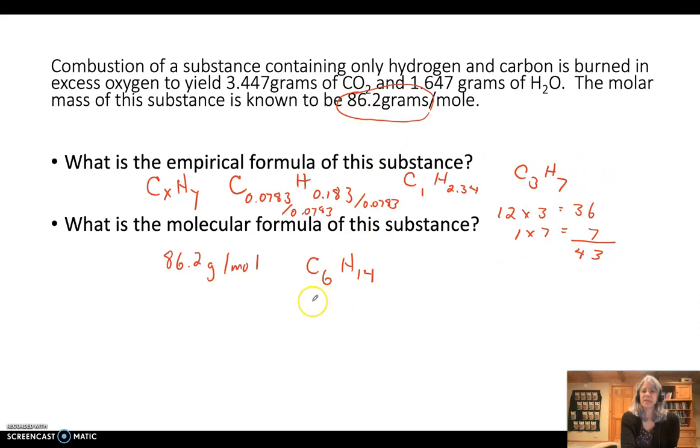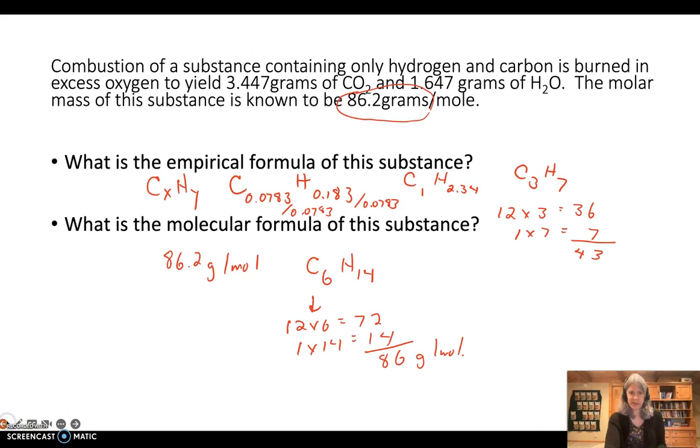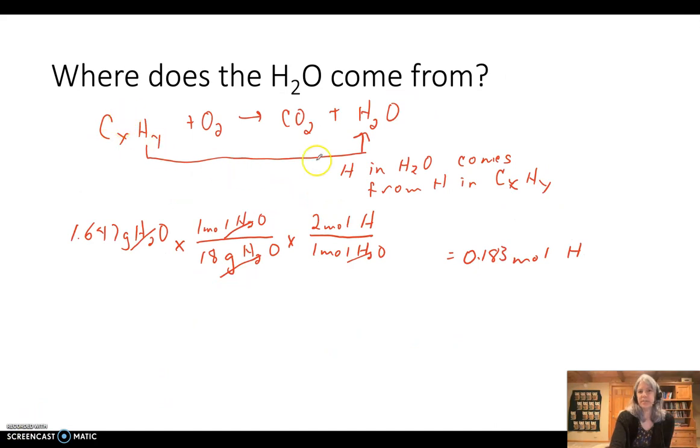So we can check ourselves, right? We have carbon is 12 times 6 is 72, and then hydrogen is 1 times 14 equals 14, and so the amount we have is about 86 grams per mole. Right, so this is the empirical formula, this is the molecular formula. So the key in doing this problem is just thinking through where does the carbon come from? It comes from our compound, right? And it shows itself to us in the form of carbon dioxide. Where does the water come from? It comes from the hydrogen in the compound, and it shows us how much hydrogen is in the compound.